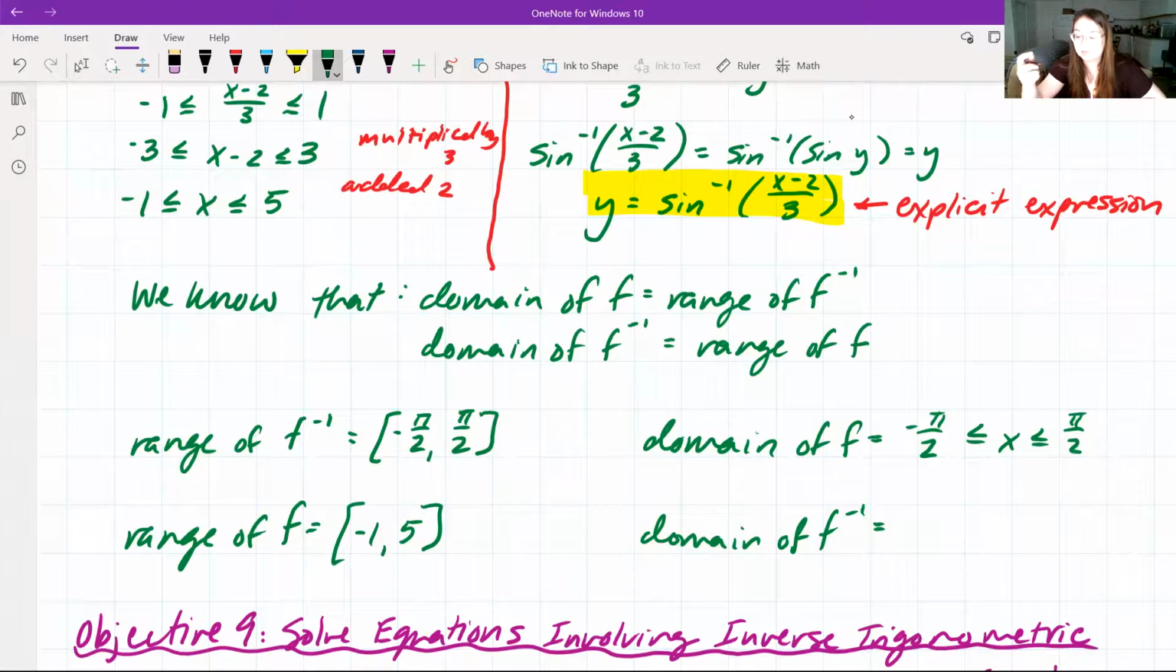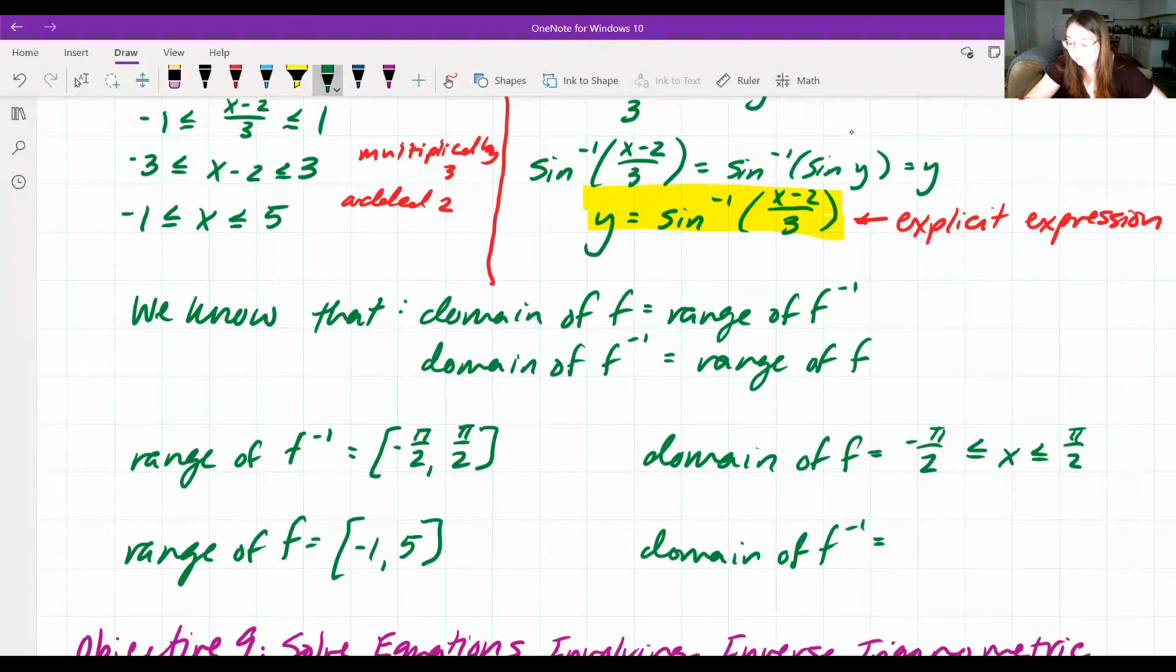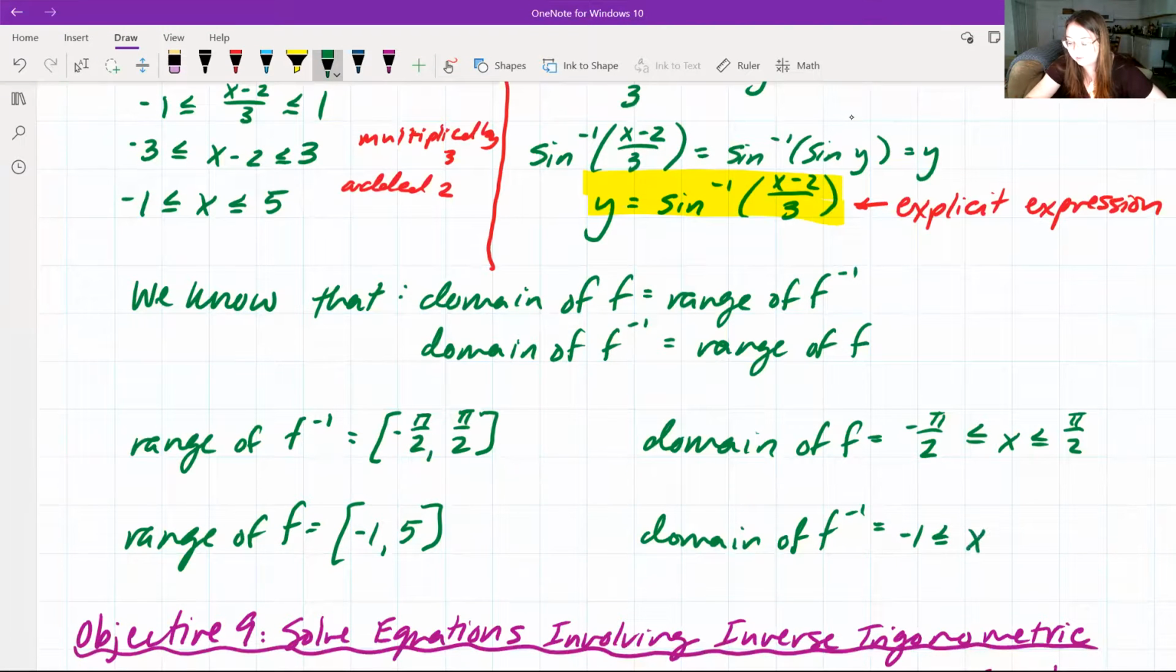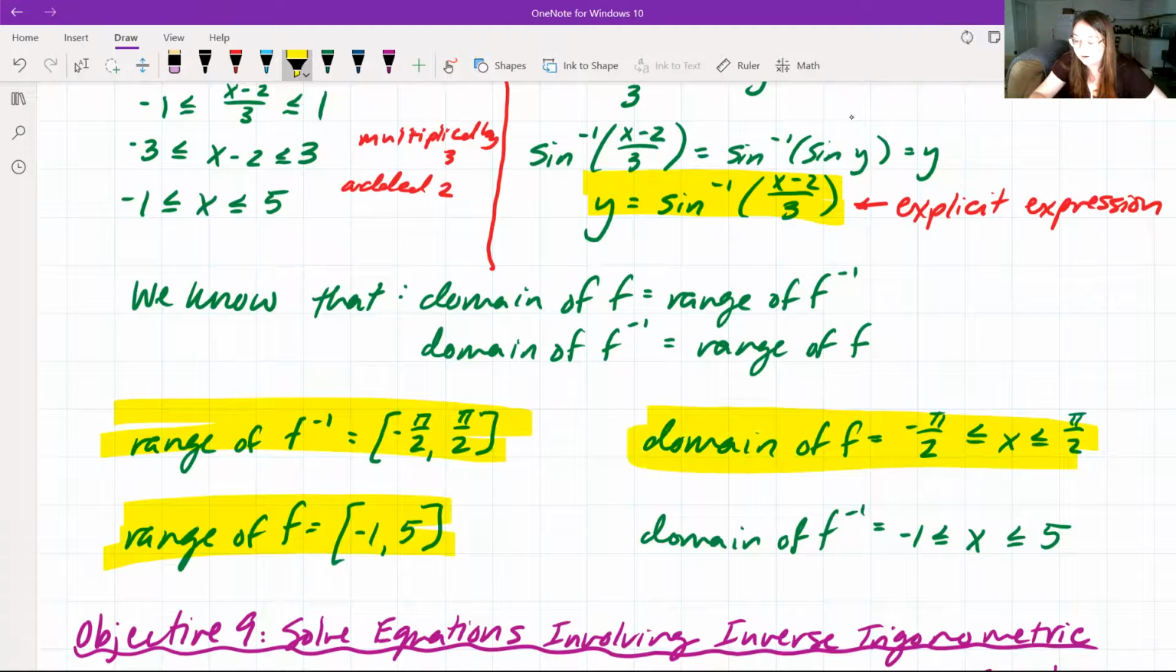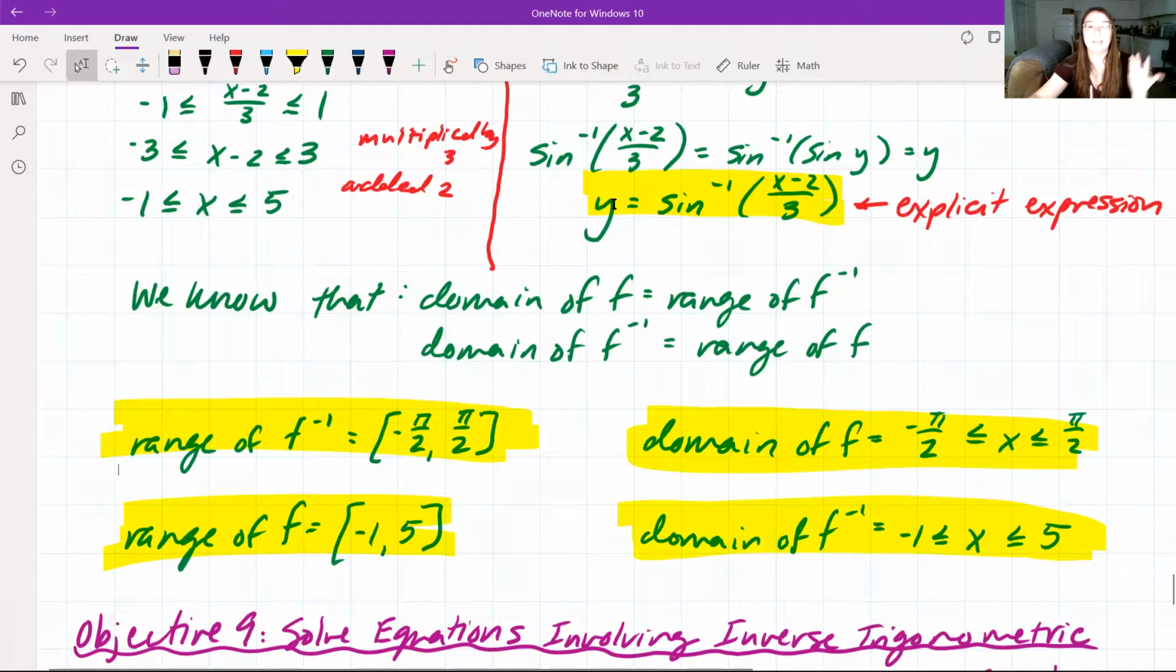So our range was from -1 to 5. So this means that our domain of f inverse would then be -1 less than or equal to x, which is less than or equal to 5. And these would be our domains and ranges for our regular function and our inverse function. So there we have it. That is how we would go about finding the inverse function of an original function and then finding their respective domains and ranges.